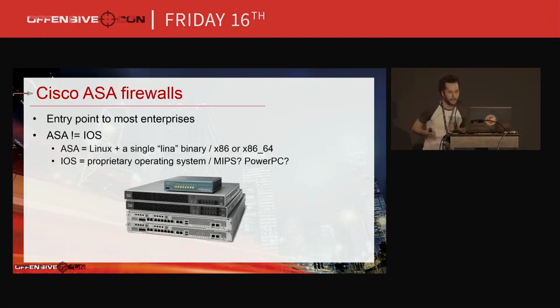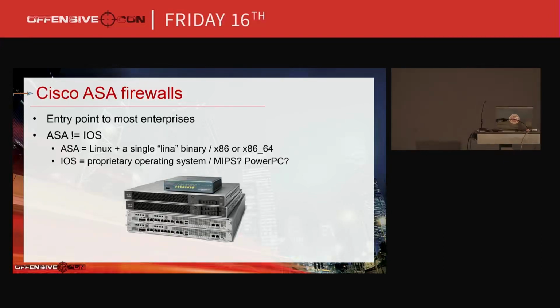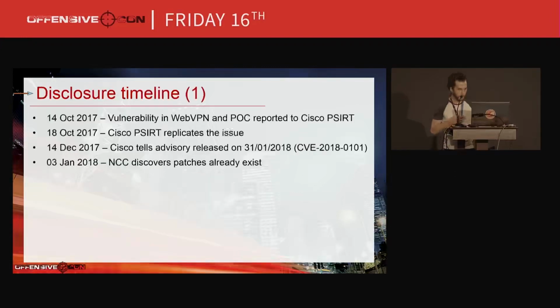So this is what we have, for example, some devices, different sizes, different models, but they all run the same kind of operating system. So I brought one. This is the one on the top. This is the smallest one, the ASA 5505, and then you have better ones.